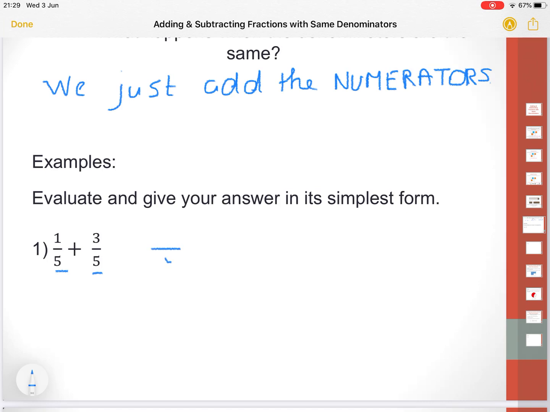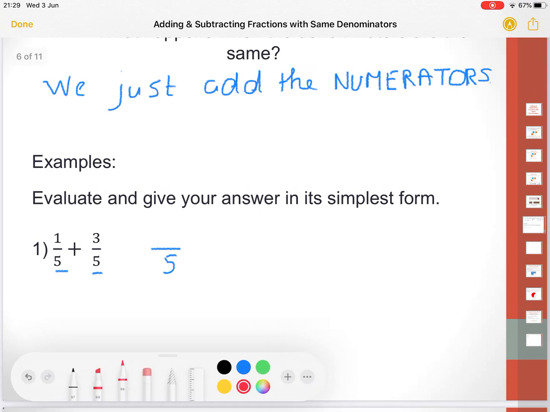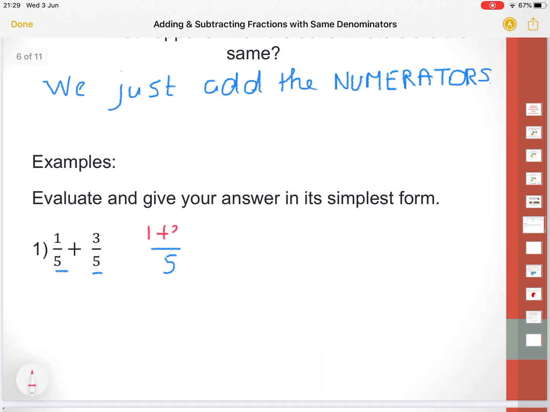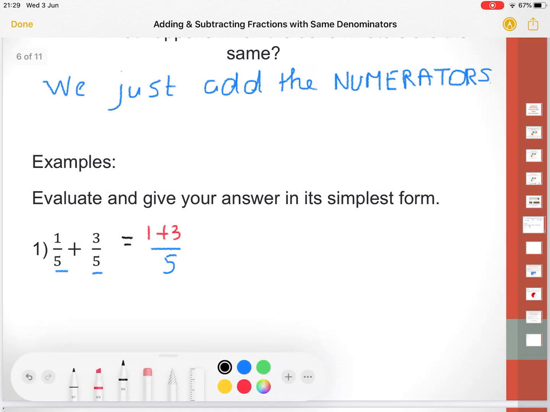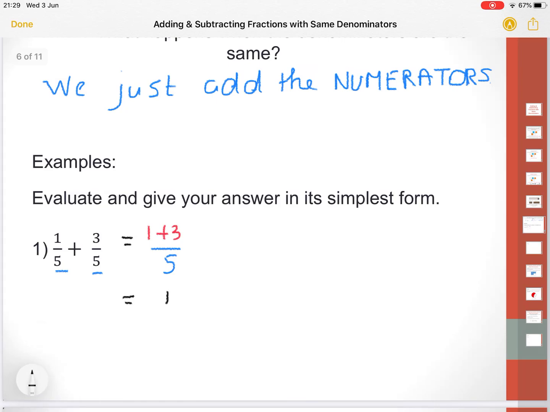I'm going to use a color, all right? And I just add the numerator. So I just add 1 plus 3. And 1 plus 3, all right, is equal to 4. So 4 out of 5. I cannot find a number which divides exactly into 4 and 5. So 4/5 cannot be simplified further. So that is the final answer.